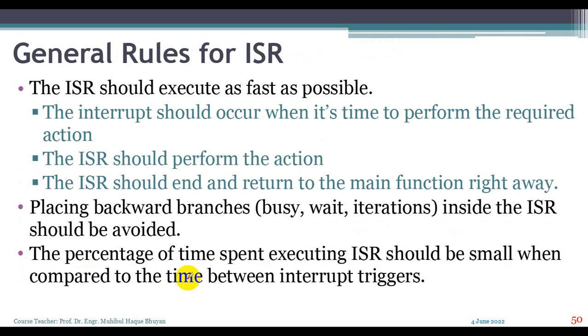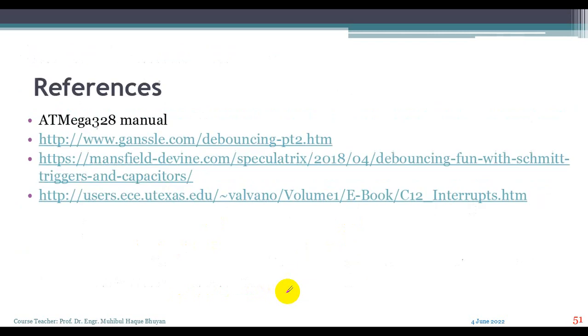General rules for ISR. The ISR should execute as fast as possible. The interrupt should occur when it's time to perform the required action. The ISR should perform the action, then end and return to the main function right away. Placing backward branches like BG, wait, and iteration inside the ISR should be avoided. The percentage of time spent executing the ISR should be small when compared to the time between the interrupt triggers. These are important things.